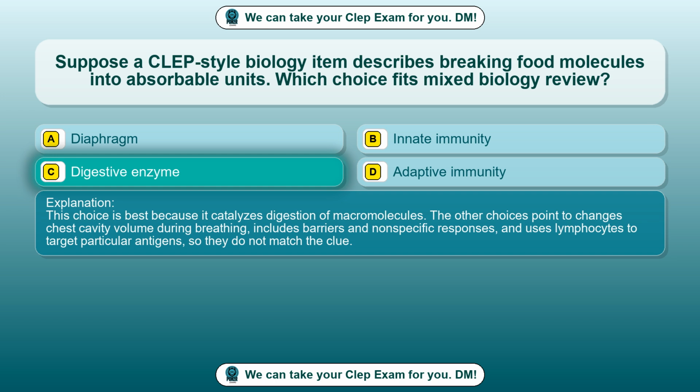The other choices point to what changes chest cavity volume during breathing, what includes barriers and nonspecific responses, and what uses lymphocytes to target particular antigens, so they do not match the clue.